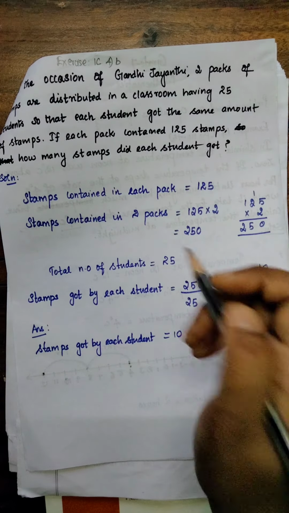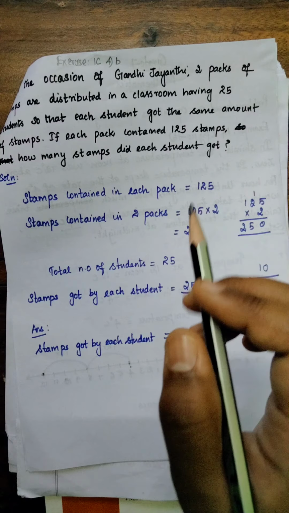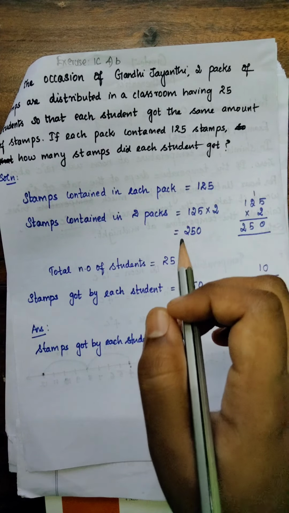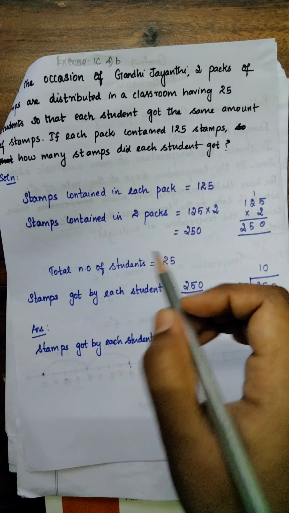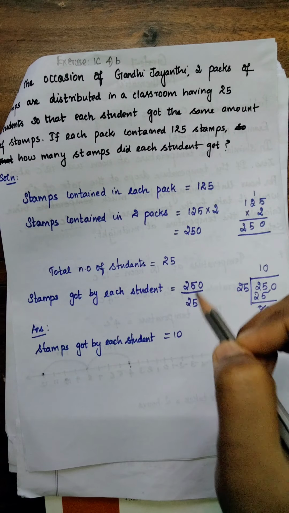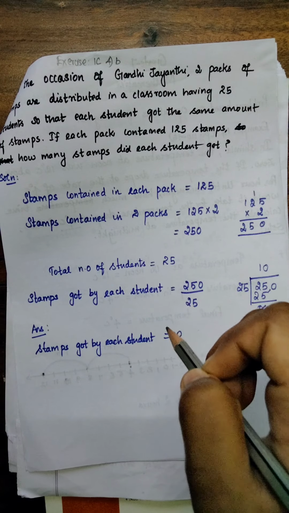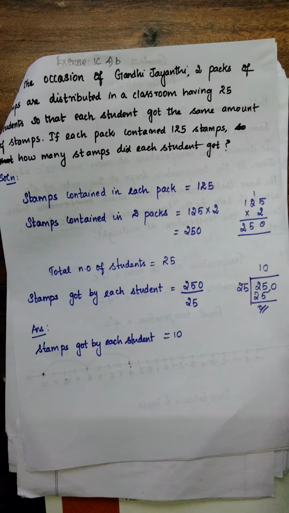Again I am explaining: stamps contained in each pack is 125. For 2 packs, 125 into 2 is 250. Total number of students in this classroom is 25. So stamps got by each student is 250 divided by 25, which is 10. Understand? This is the sum.